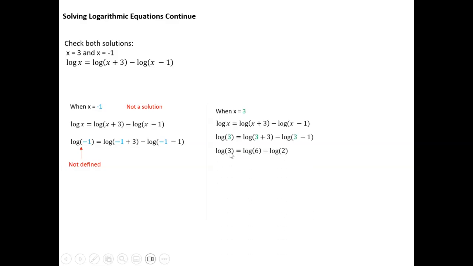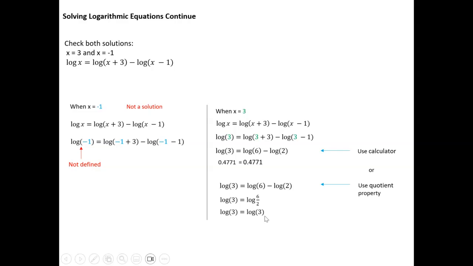Here on the left side we have log base 10 of 3. On the right side, if we put a 3, it's going to give us log of 6 minus log of 2. Here we can use a calculator, or we can do it by applying the rules. If it's subtraction, it's going to be division with a single log. So log of 3 equals log of 3. So we know the answer is 3. That's your answer. Solution.